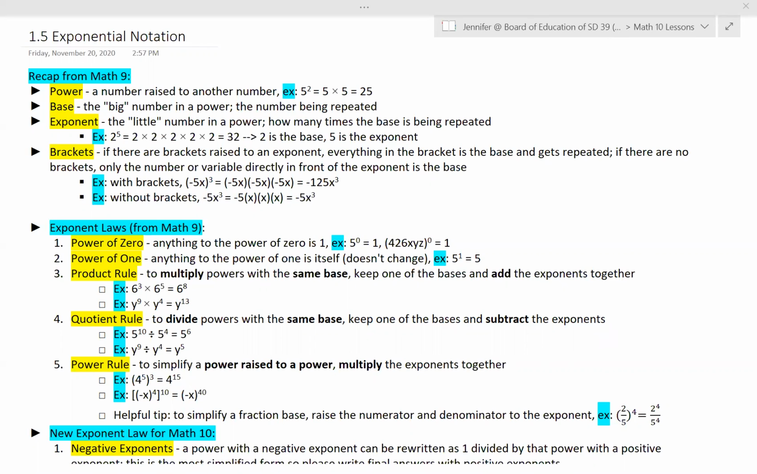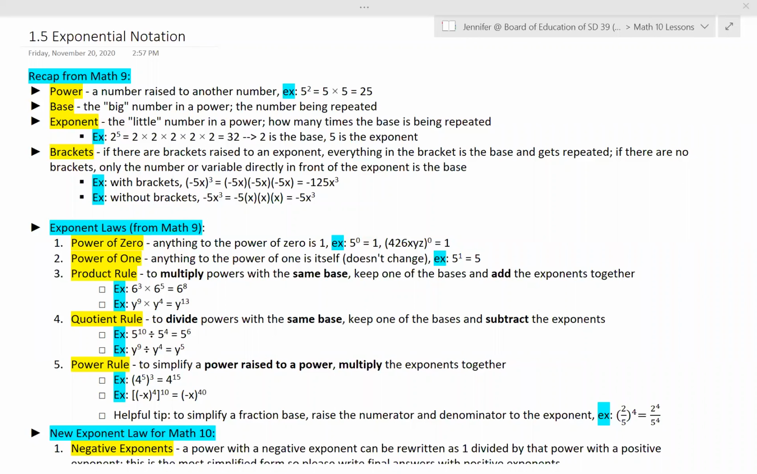There's two parts to a power, the base and the exponent. The base is the big number, or the number that's being repeated over and over. So like in that example, 5. And the exponent is the little number that's raised up above, and that represents how many times the base is being repeated. Another example here, 2 to the power of 5 is 2 times 2 times 2 times 2 times 2. And 2 is the base, and 5 is the exponent.